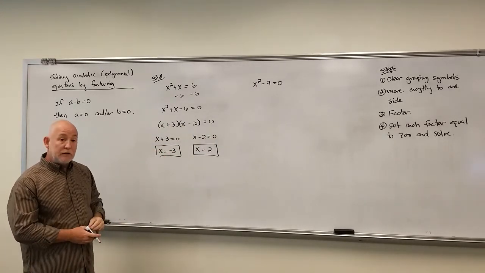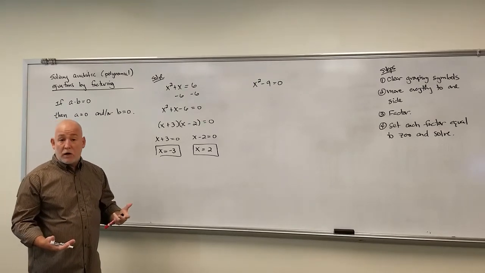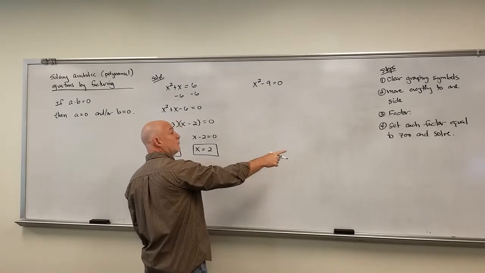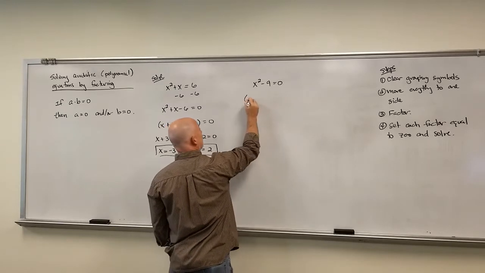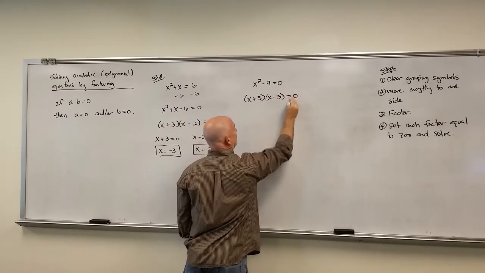We saw we could extract the root, but here I'm going to show you that now that we have more techniques, you have more options. Now this, we can actually try to factor. So we clear our grouping symbols, which is done. Everything's already moved to one side, and this will factor, right? That's the difference of squares.